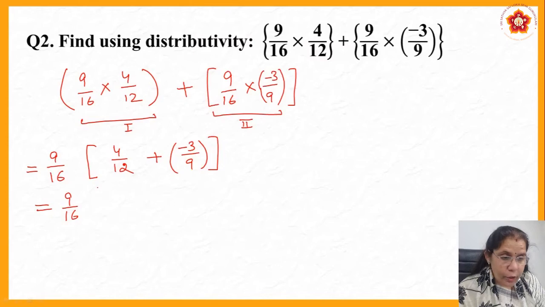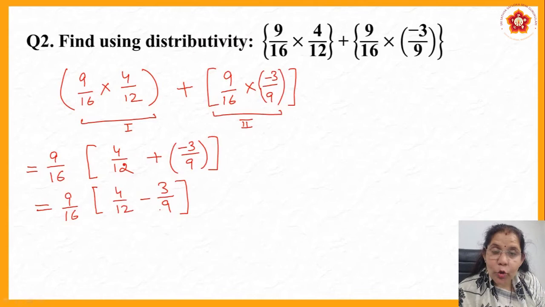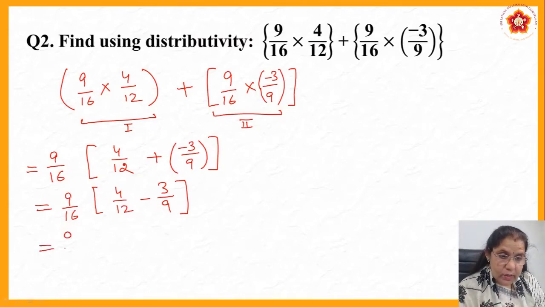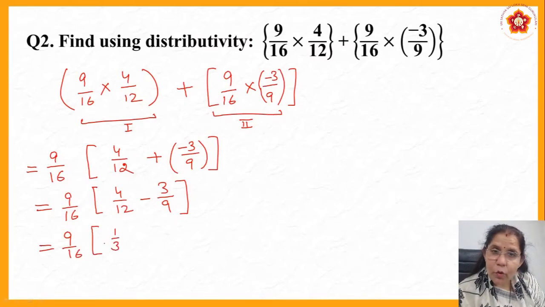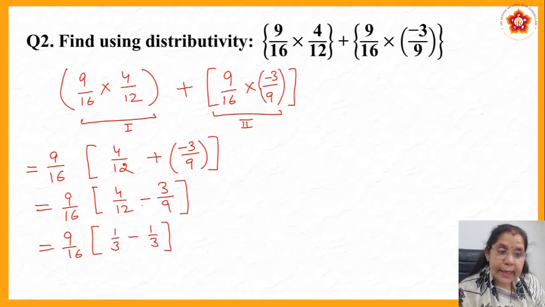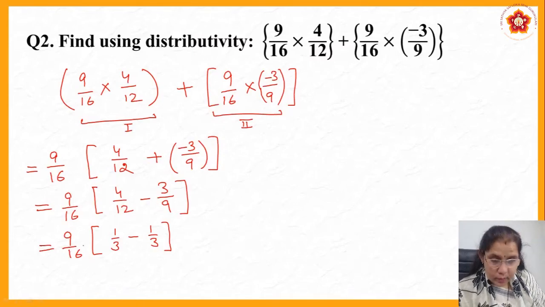Now we have to remove the bracket. It is 4 upon 12 minus 3 upon 9. One way is we take the LCM here only and do it. The other way is we can simplify it, because 4 upon 12 can be written as 1 upon 3. 4 ones are 4 and 4 threes are 12. And 3 upon 9 can be written as 1 upon 3. We can simplify it here, or we can take the LCM in the bracket. Let's try to do it both ways.